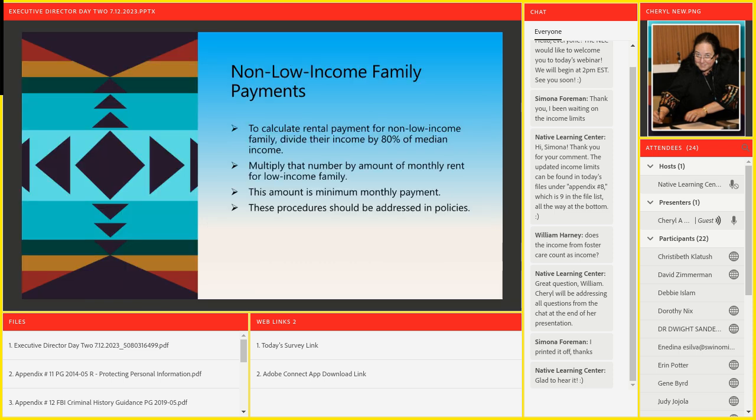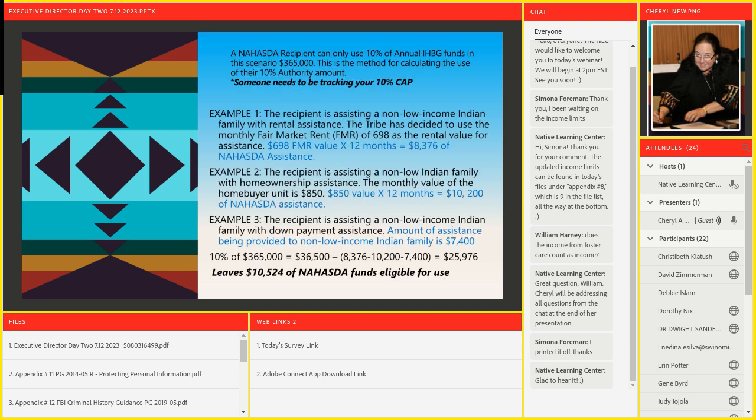Okay. So to calculate the rental payment for non-low-income family, divide their income by 80% of median income. Multiply that number by the amount of the monthly rent for your low-income family. The amount is a minimum monthly payment. Your procedures should be addressed within your policy, and it's all within that guidance. That guidance is really, really important, okay?